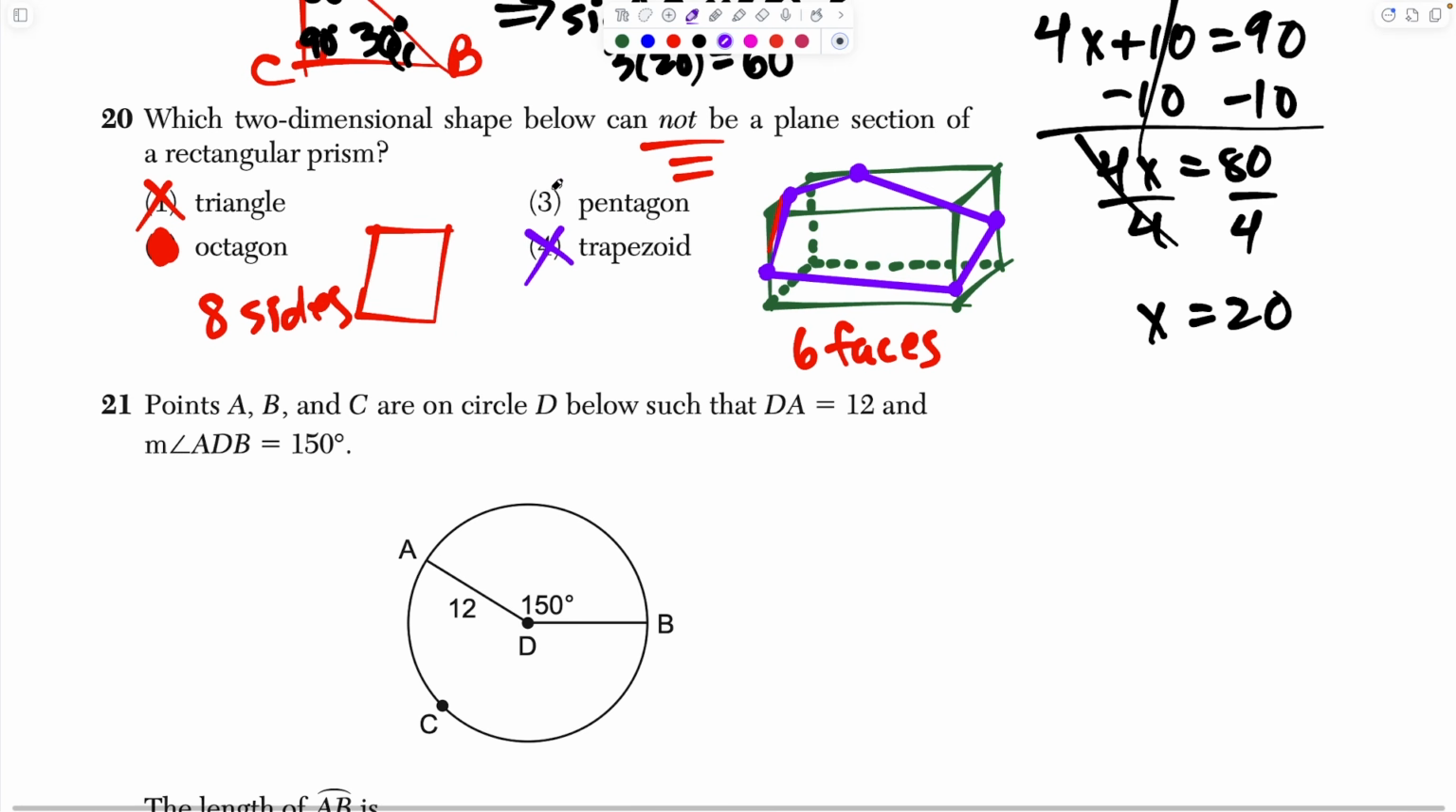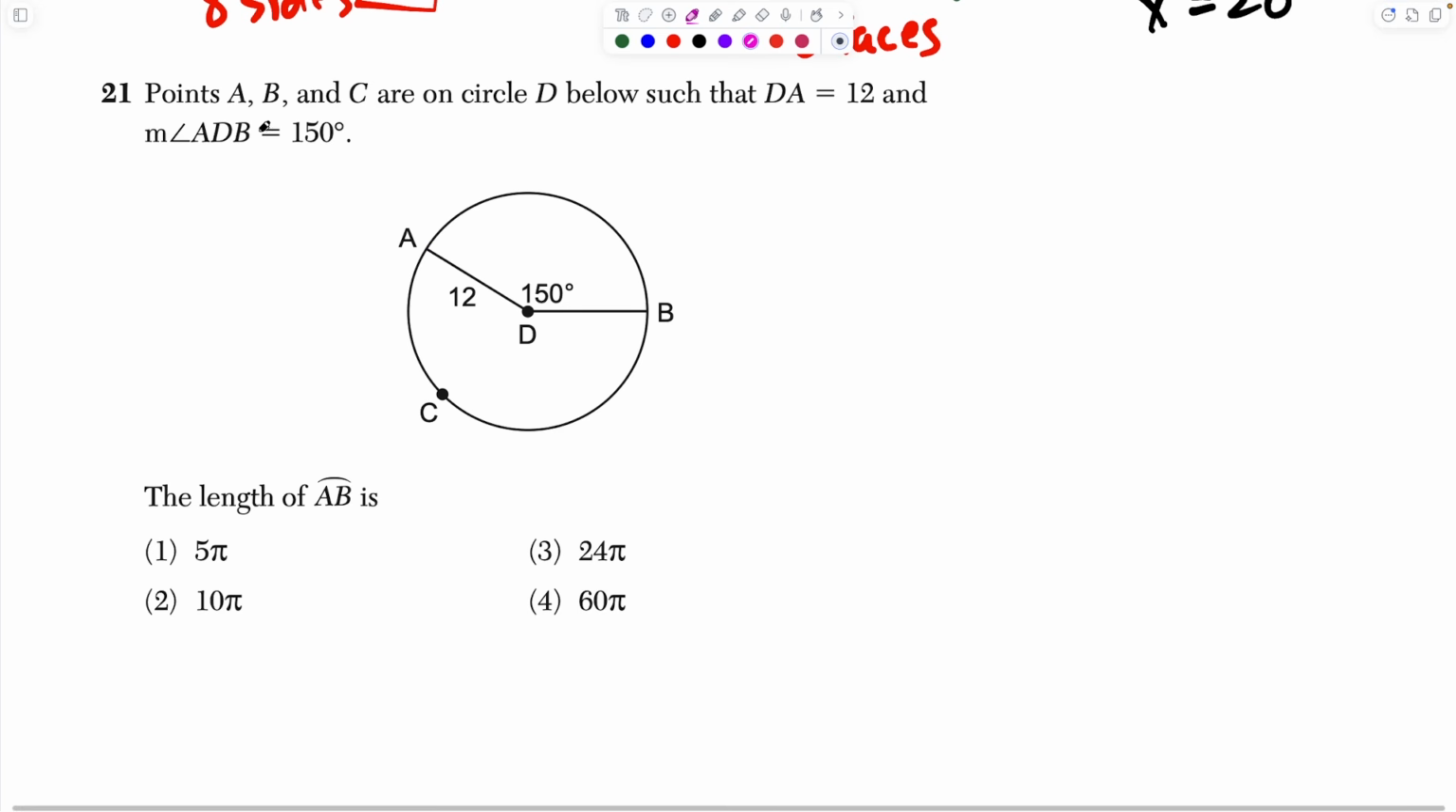And a pentagon is possible. But trying to imagine the pentagon took a really long time to see how this was possible. But a pentagon is possible, so 3 is out. Definitely choice 2. Question 21, points A, B, and C are on circle D below such that DA equals 12, and the measure of angle ADB equals 150 degrees. The length of arc AB is, and we have these options to choose from.